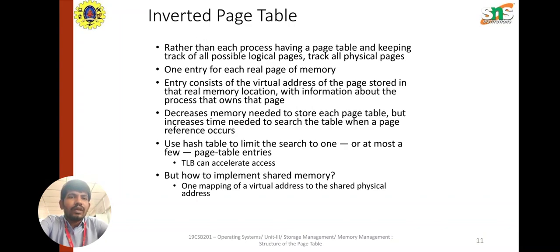The inverted page table decreases the memory needed to store each page table, but increases the time needed to search the table when a page reference occurs. A hash table can be used to limit the search to one or at most a few page-table entries. A TLB can also accelerate accesses. How do we implement shared memory? With one mapping of virtual addresses to the shared physical address space.